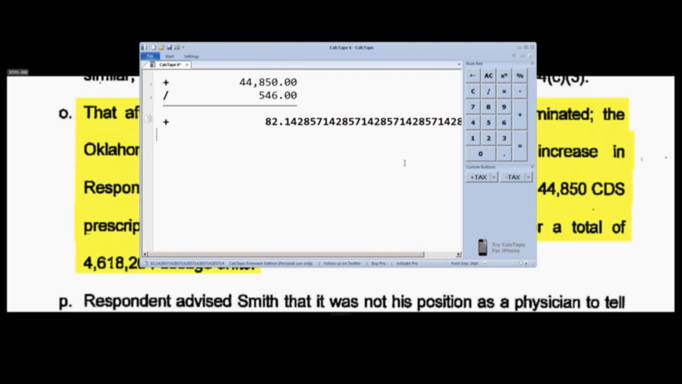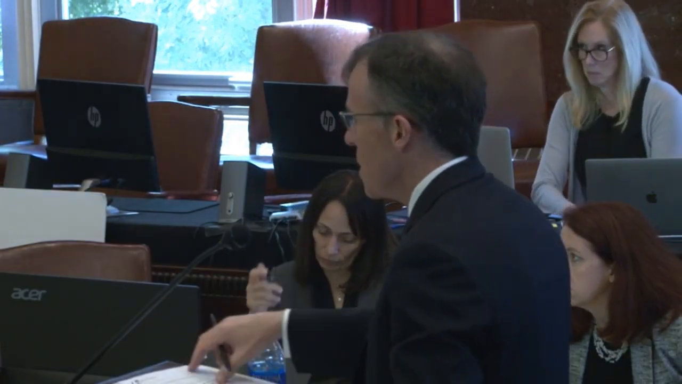That's more than 82 prescriptions every single day on average, 7 days a week for a year and a half, isn't it? It's more than 82 prescriptions for the 546 days. All right. And that information was never provided by the state to Janssen when the state had access to that through the PMP, was it? I don't know. That was 2013.